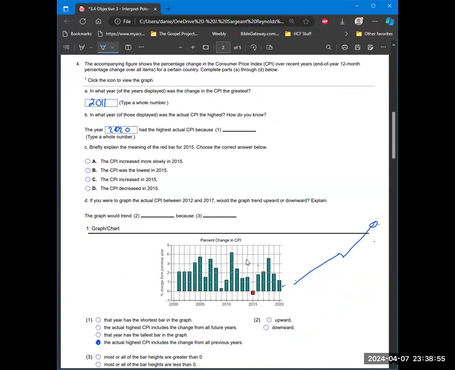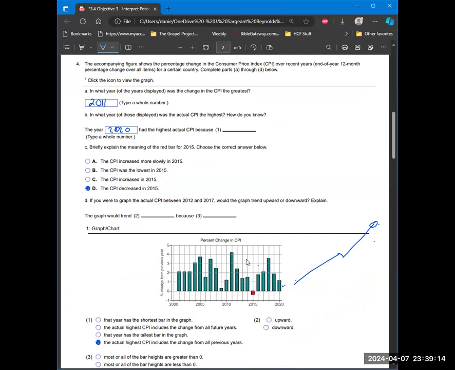And then briefly explain the meaning of the red bar in 2015. So the CPI decreased in 2015.